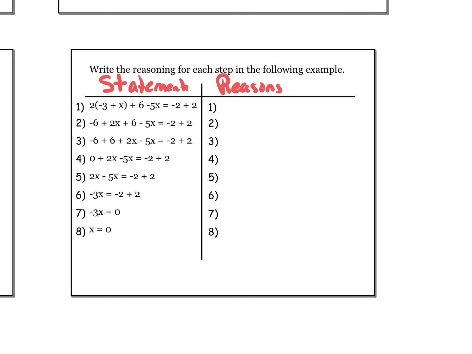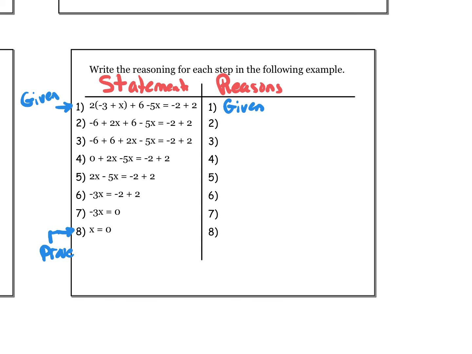The other thing you need to know is that the first line is what was given. And the last line is what you want to prove. So we're given the first line, which is our reason for having it, and then we want to prove that x is 0. That's the whole point of this. So let's go through each one.